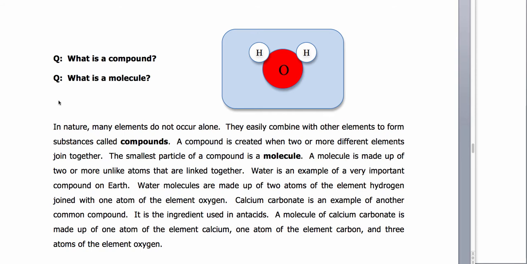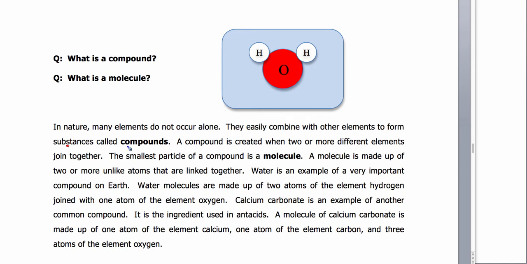Okay, so let's read this paragraph. So this reading's about what is a compound, what is a molecule. These are your guiding questions as we read. So let me get a color here. All right, so in nature, many elements do not occur alone. They easily combine with other elements to form substances called compounds.